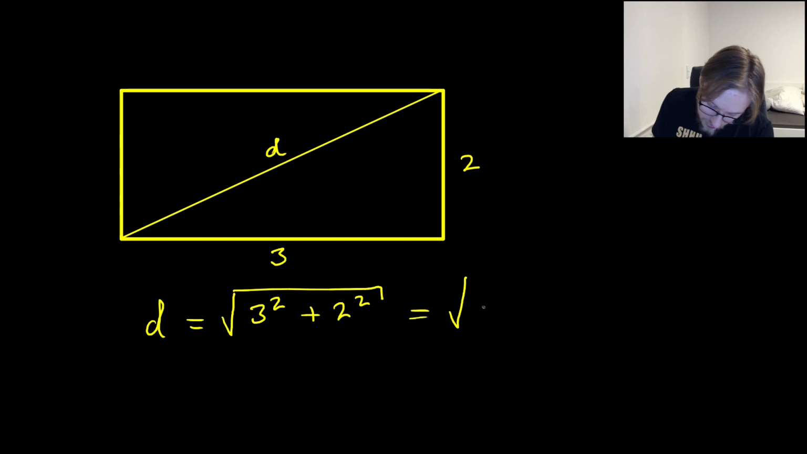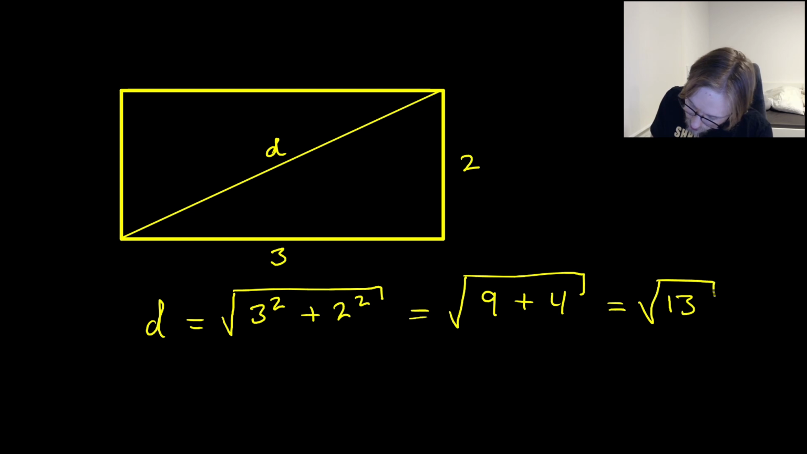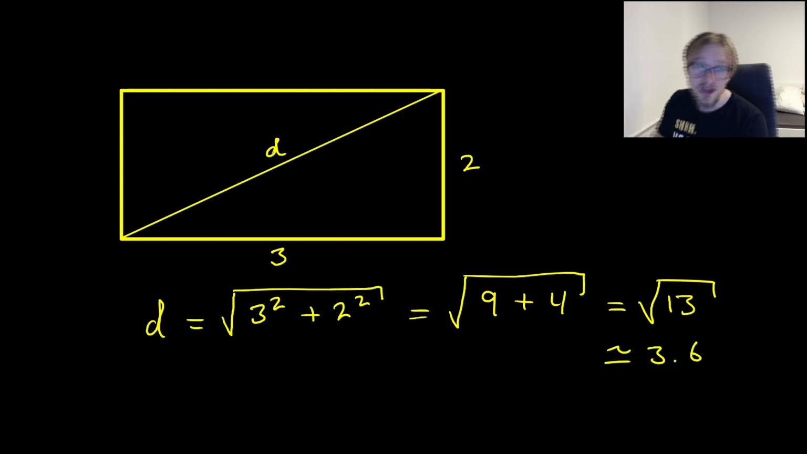This is going to be 3 squared, which is 9, and 2 squared, which is going to give us 4. And finally, we can add the two numbers together, so we're going to get square root 13 here. And if we plug this into the calculator, we'll find that this is roughly 3.6. So that's how you calculate the length of the diagonal of a rectangle.